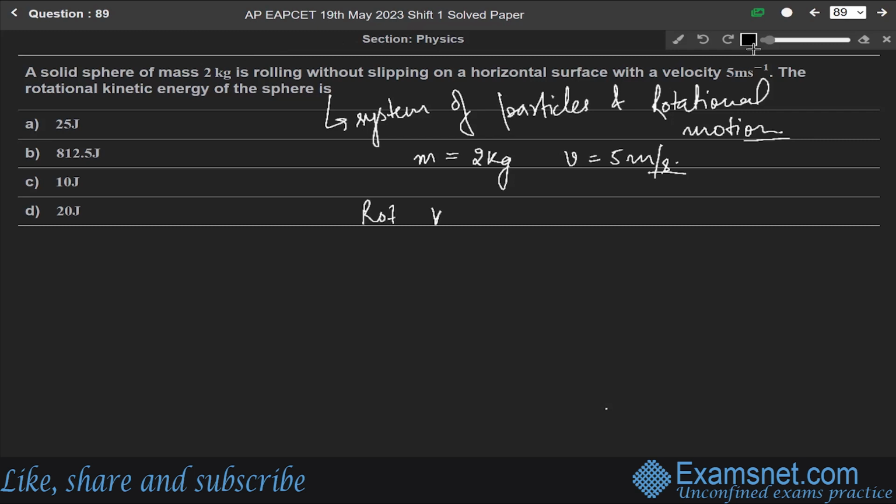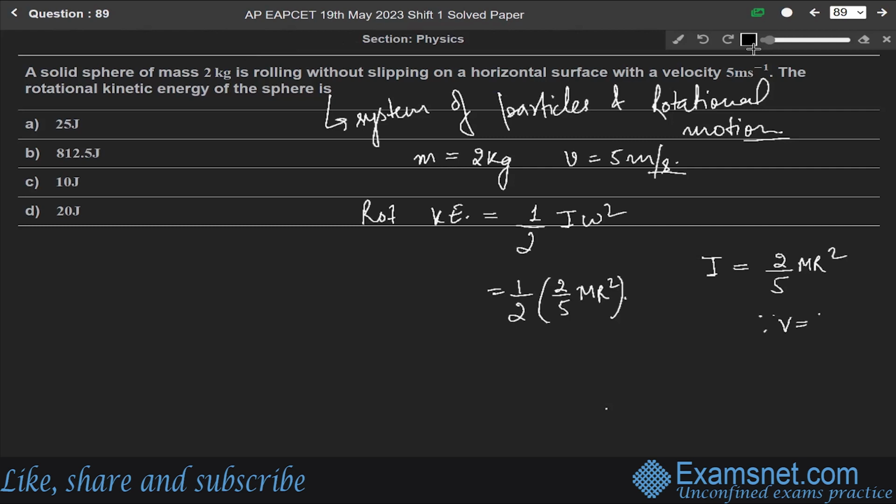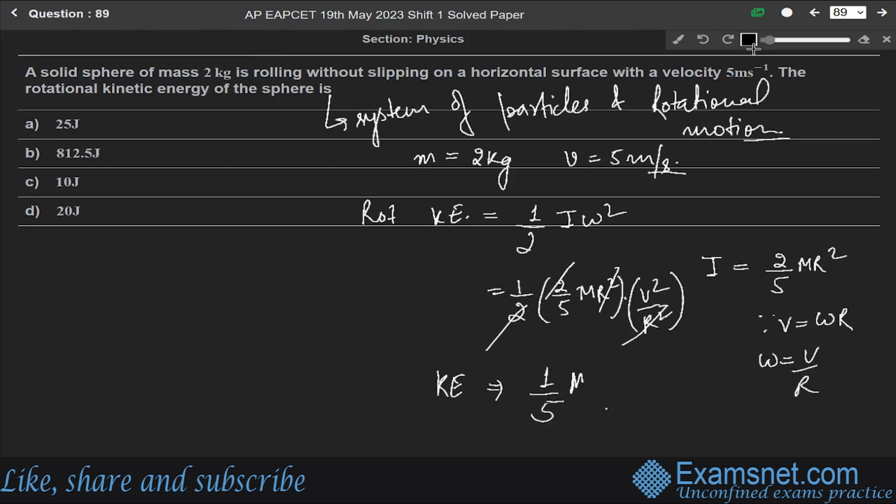So rotational kinetic energy will be equal to what? Half I omega square, where I is the moment of inertia, and for a sphere we know that the moment of inertia I is equal to 2 by 5 mr square. So it will be equal to 1 by 2 into 2 by 5 mr square into omega square. Since we know that v equals omega into r, omega will be equal to v over r. Just put the value of omega here, so v square over r square. So this r square cancels, 2 cancels. So rotational kinetic energy will be equal to 1 over 5 m v square.